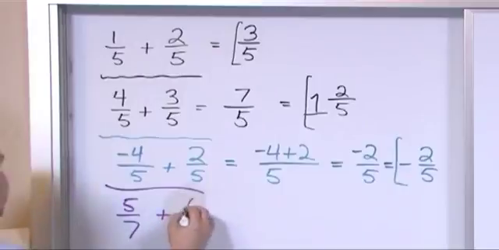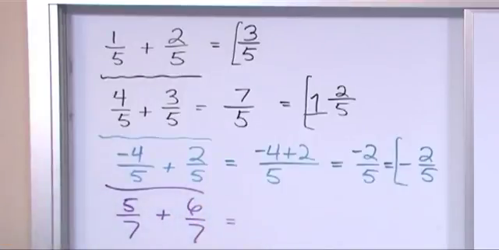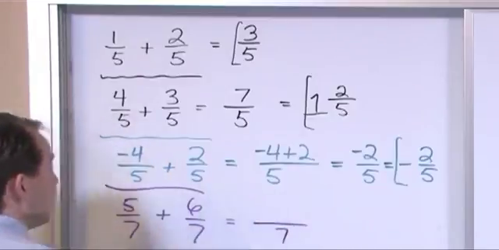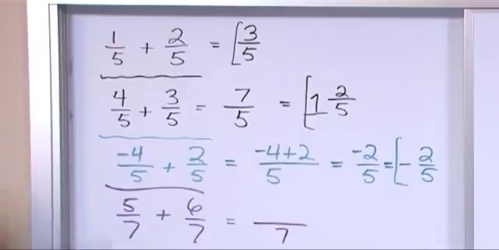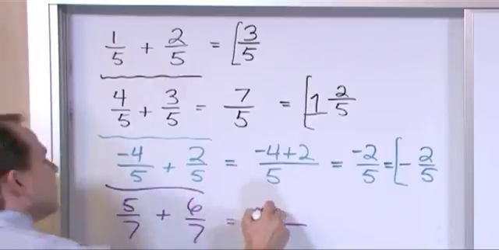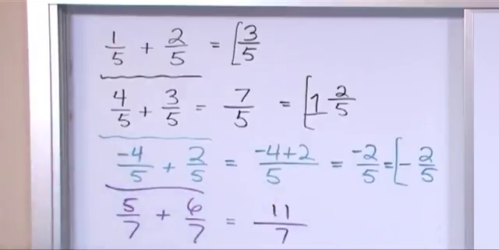5/7 plus 6/7. The first thing we need to do is check and see if these denominators are the same. And in this case they are. The denominator is 7, so we keep the same denominator. Next we add the numerators. 5 plus 6 is 11. And that is the answer, 11/7.